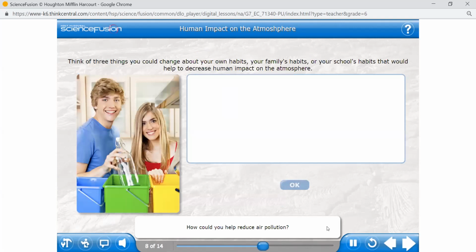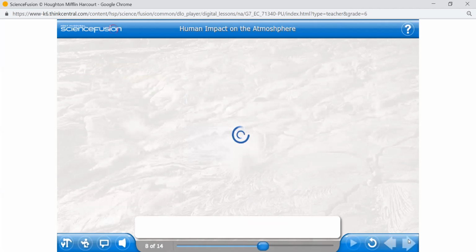How could you help reduce air pollution? Think of three things you could change about your own habits, your family's habits, or your school's habits that would help to decrease human impact on the atmosphere. You could ride your bike more. You could encourage others to walk or bike instead of driving. For small places, don't use your vehicles. You could encourage school officials to check air conditioners to make sure they are not leaking. So these are the things which can help you to avoid pollution.